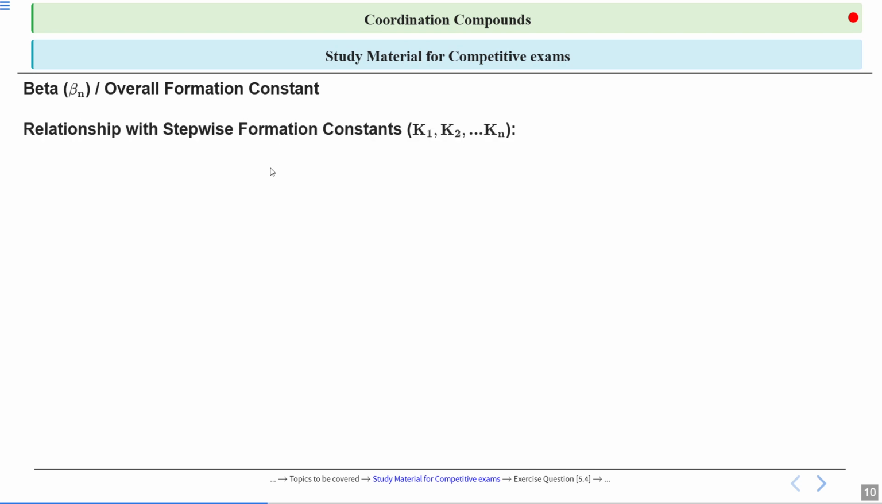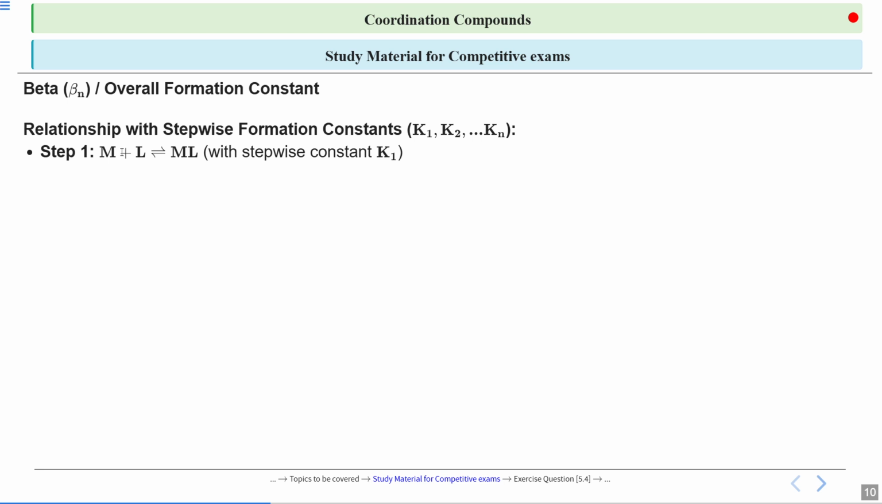Relationship with stepwise formation constant. So stepwise formation constants like K1, K2, K3 up to Kn. Okay, for each step there is a stepwise formation constant. And what is the relationship of the overall formation constant with these stepwise formation constants? That is what we are going to see.